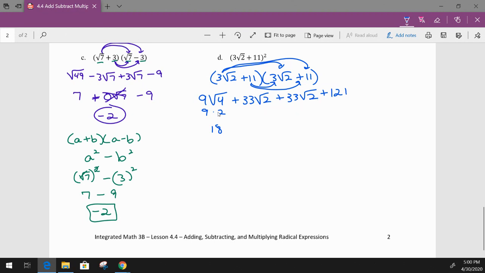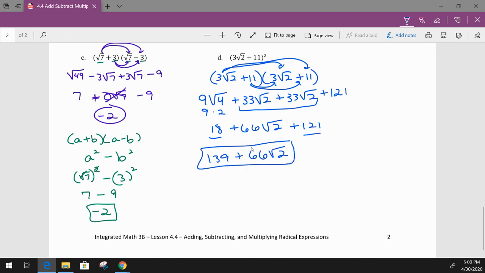When you combine your middle terms, since they're both square roots of 2, you can add the coefficients, which will be 66 square roots of 2. Bring down the 121 and now combine the 18 and the 121, which will give you 139, plus 66 square root of 2. All right, so that's one way of squaring that binomial.